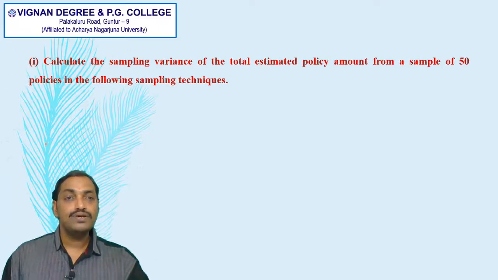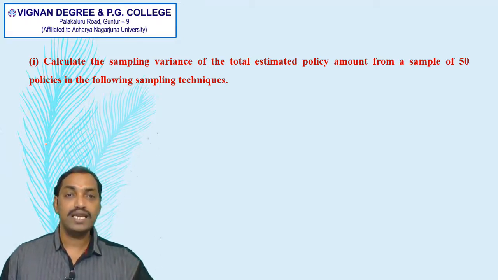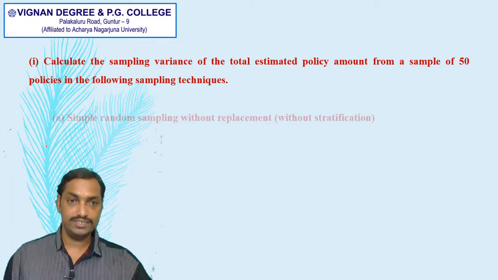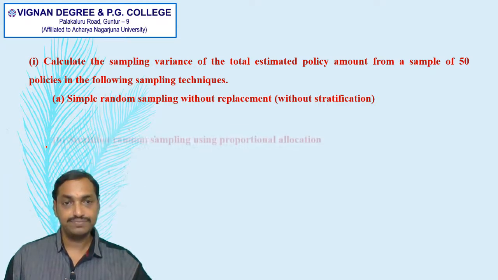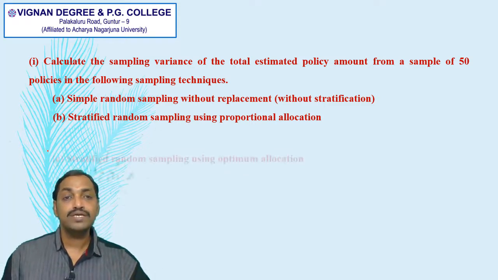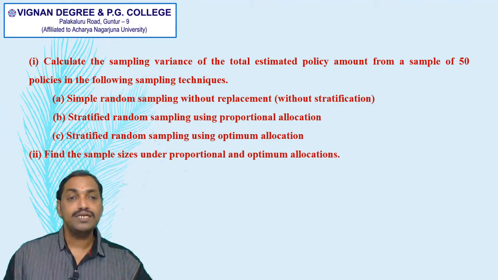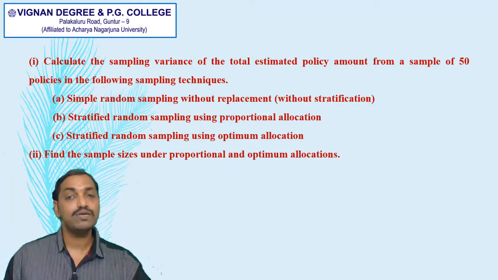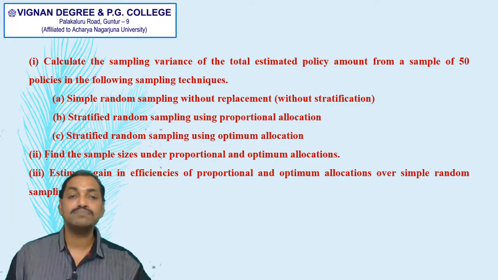Now, we need to calculate the sampling variance of the total estimated policy amount from a sample of 50 policies in the following sampling techniques. The first one is simple random sampling without replacement, without any stratification. The second is stratified random sampling using proportional allocation. The third is stratified random sampling using optimum allocation. Second, find the sample sizes under proportional and optimum allocations. And third, estimate the gain in efficiencies of proportional and optimum allocations over simple random sampling.